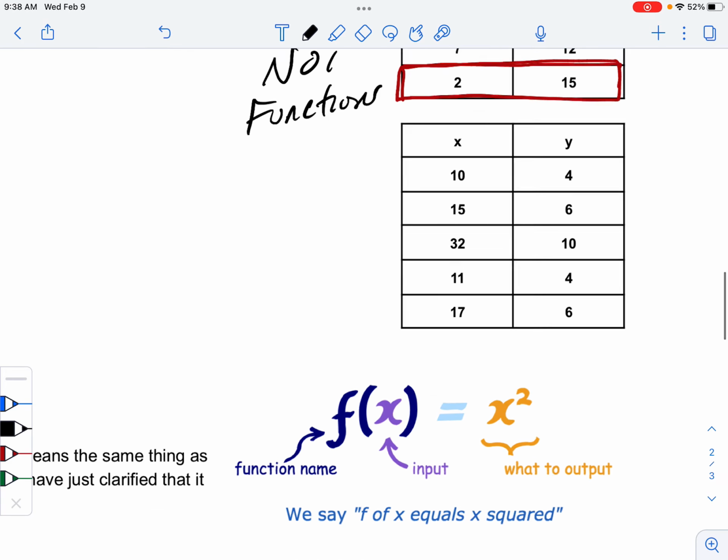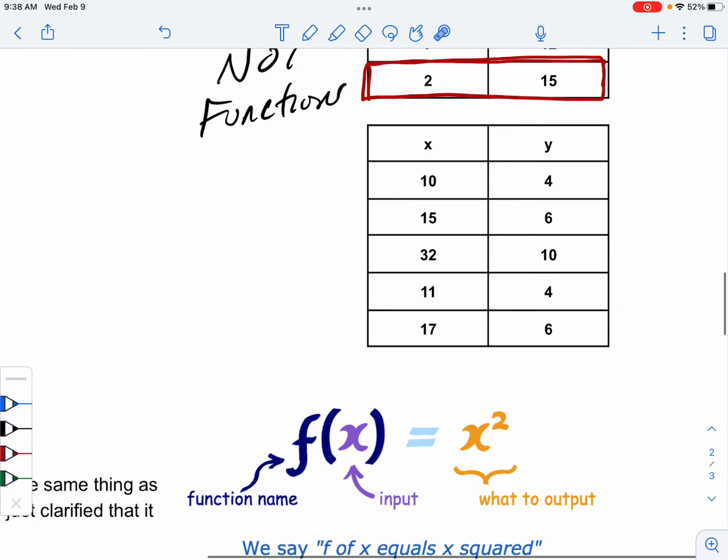If we go down to the second table, again, I focus on these inputs. These are all different numbers. They all have an output. So we're okay. This is a function. It's okay, remember, that 10 has an output of 4 and 11 has an output of 4. That's okay. We only are concerned if one input has more than one output. So yes, this is a function.